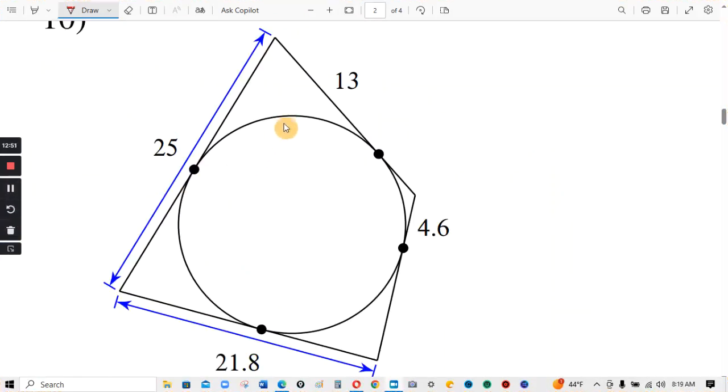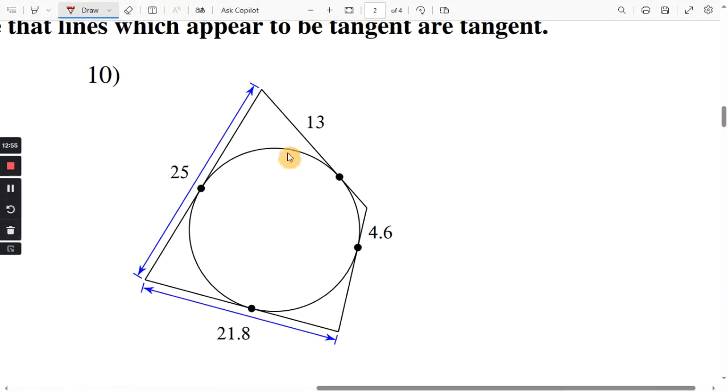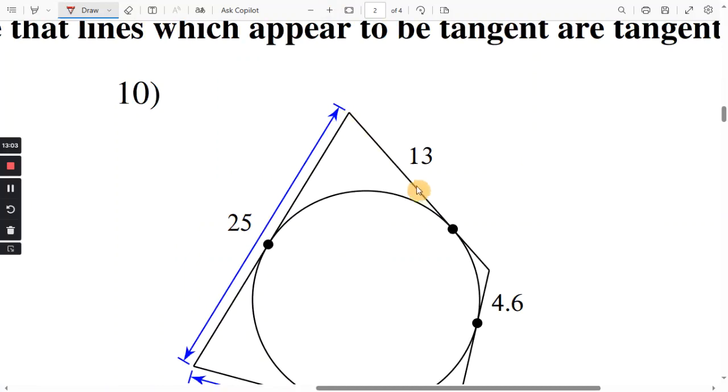All right, please pause and see if you could do number 10, please. All right, look for tangent segments. This one right here. This one right here is 13. So this one right here has to be 13 because they extend from the same point.